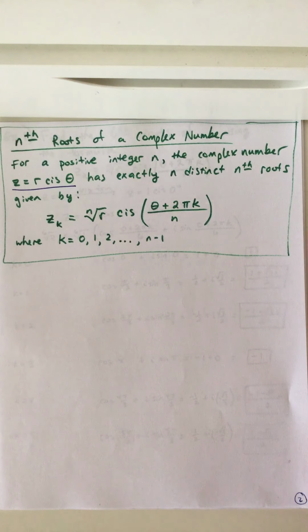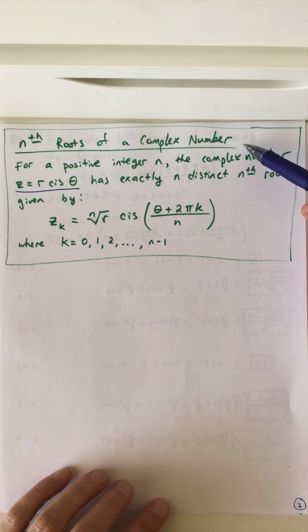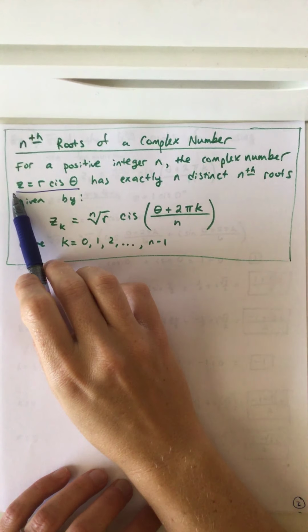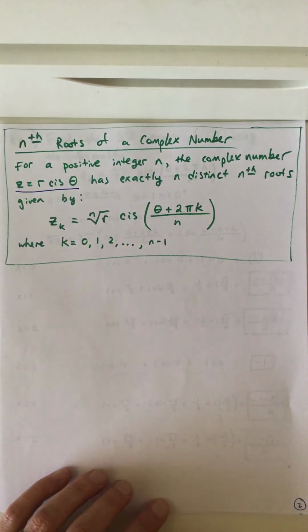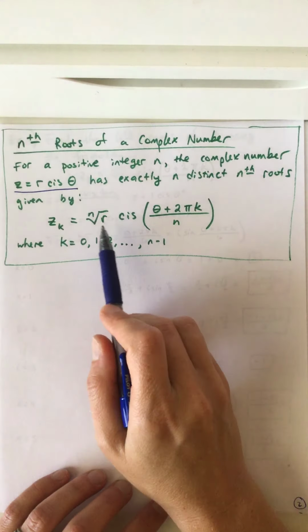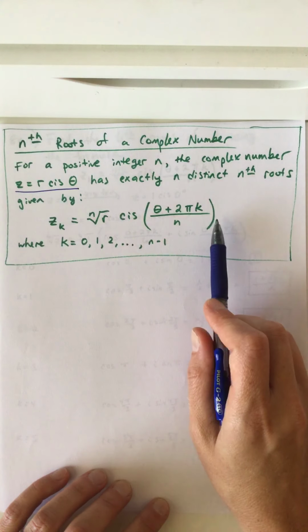Unfortunately, the algebraic technique that we just used isn't going to work for every single problem, so we need another method. And we have a formula to find nth roots of numbers in complex form, in trig form. So let's say we have a complex number in trig form. Remember that z equals r cis theta. I'm using the simplified notation. It has exactly n distinct nth roots given by this formula.